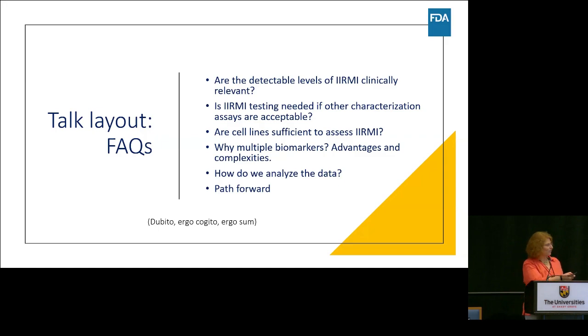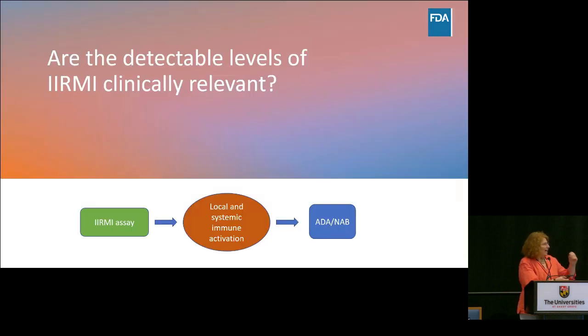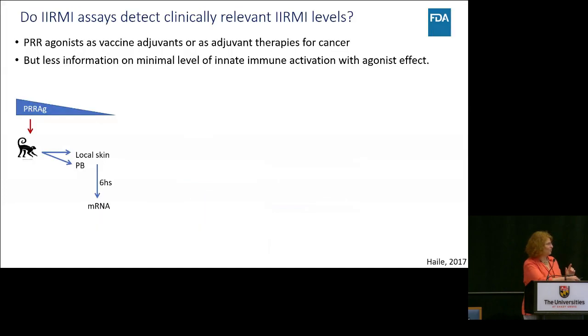So some of the frequently asked questions. Are the detectable levels of impurities clinically relevant? That's one that comes up very often. And ideally, we would think that we would have an ERMI assay that would be able to detect and predict whether there's going to be a local or systemic innate immune activation, and really predict whether there would be NAbs. And more importantly, if we're really, really good at it, it would predict whether those NAbs would have a clinical consequence. We are not there yet, but we're getting close.